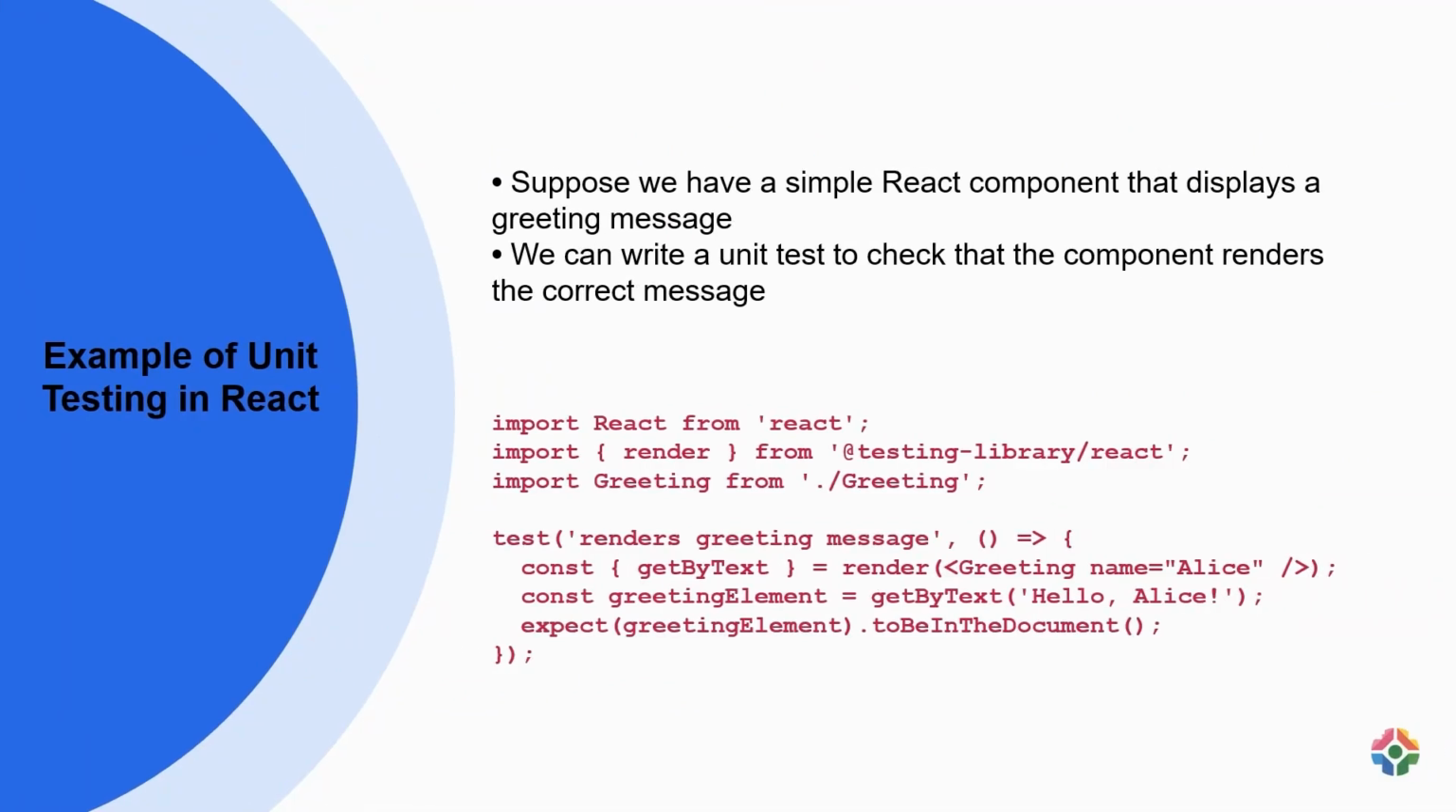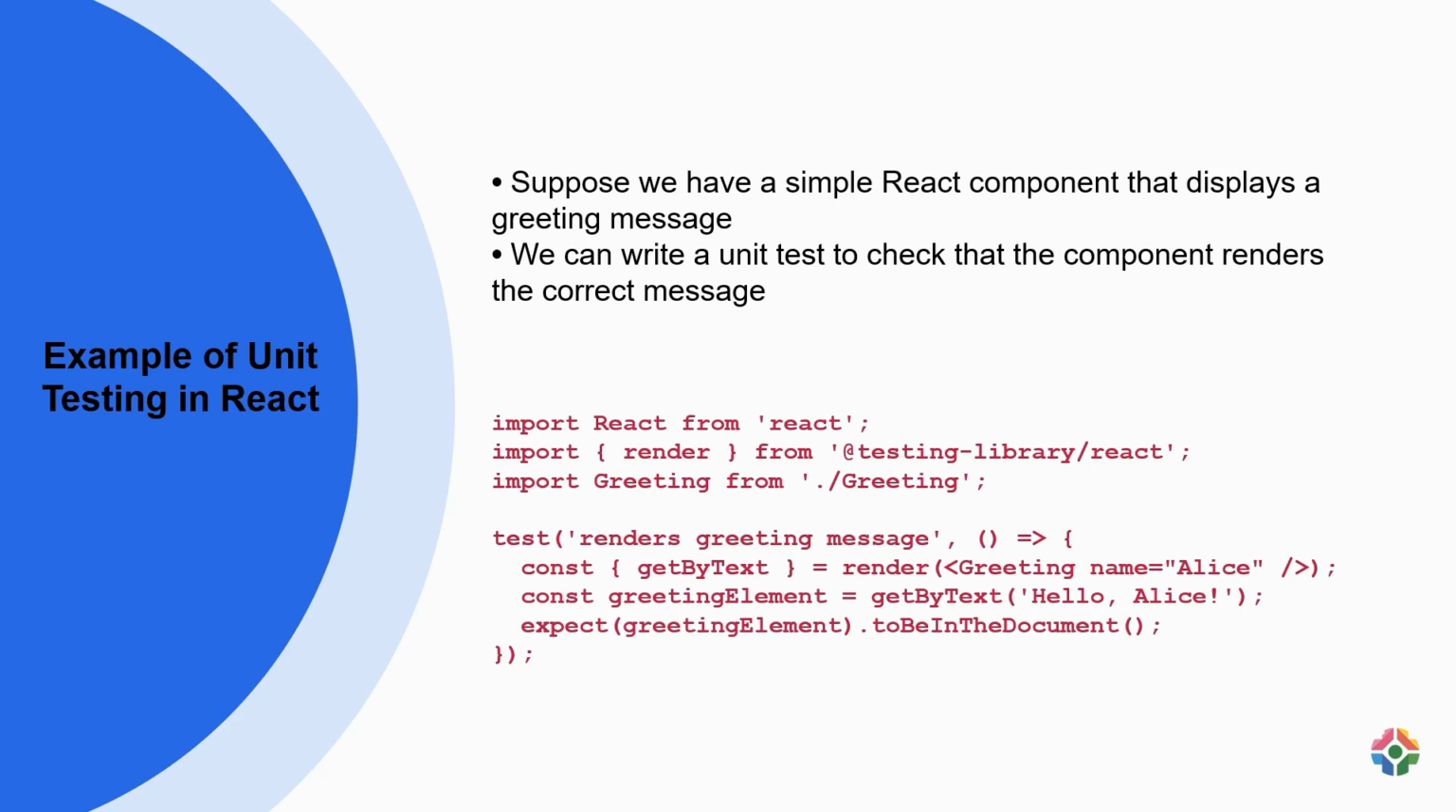In React unit testing, we create tests to ensure that components behave as expected. One common test is to check if a component renders the correct content. In the given example, a unit test for a React component named Greeting is provided. The test uses the render function from @testing-library/react to render the Greeting component with a specific prop naming Alice.